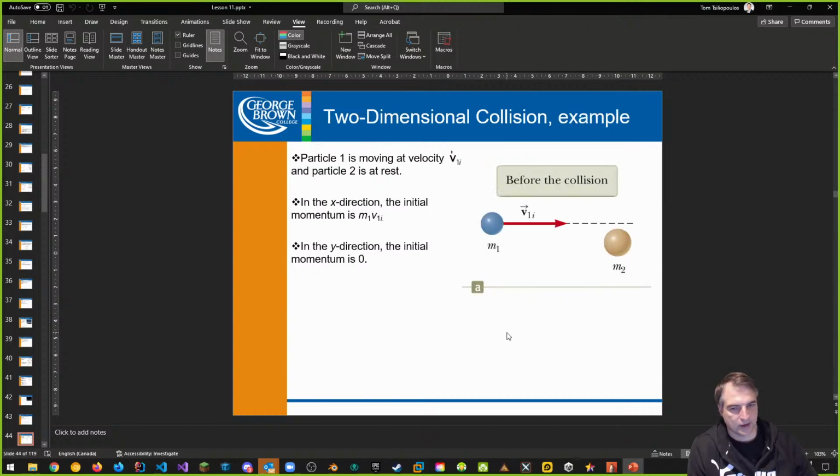Okay, two-dimensional collision example. Particle 1 is moving at a velocity of V1 initial. Here's the mass 1, and particle 2 is at rest. Okay? In the x direction, the initial momentum is m1v1 initial, and in the y direction, the initial momentum is 0. But notice that they're not having a head-on collision. Only one part of the object is hitting. In fact, we're hitting at a bit of an angle.